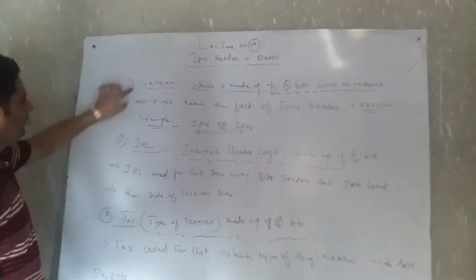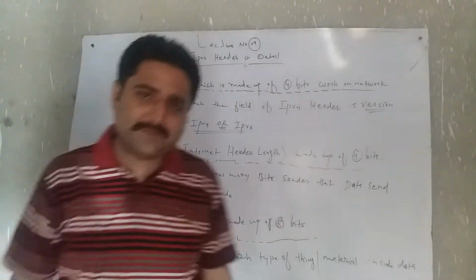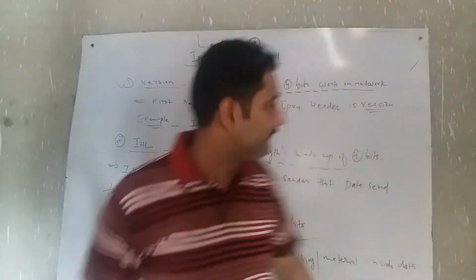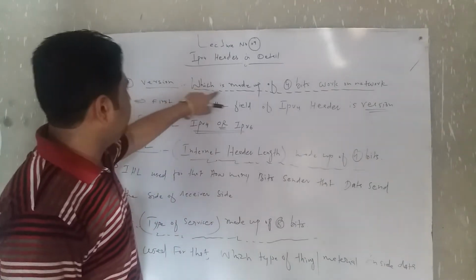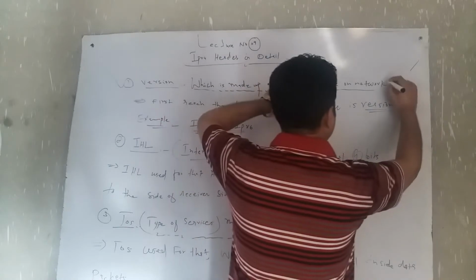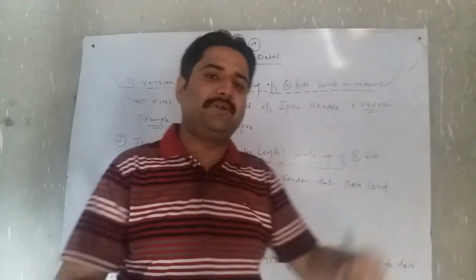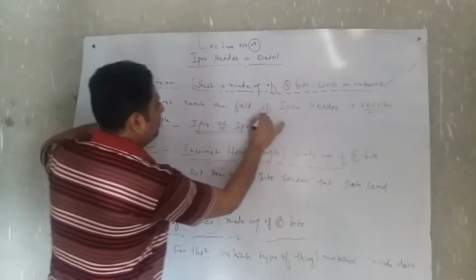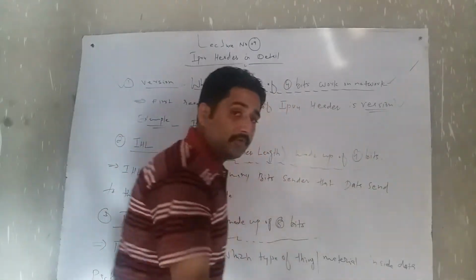First we will discuss the version, because the first field of the IPv4 header is the version, right? So let's start. The version is made up of 4 bits, right? The first field of the IPv4 header is the version, as I already told you.